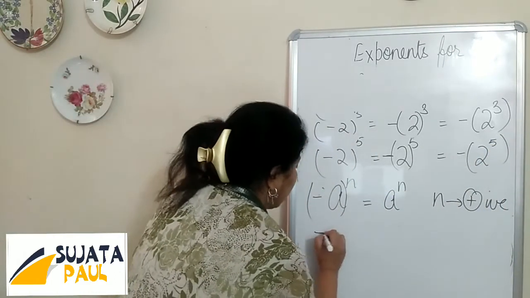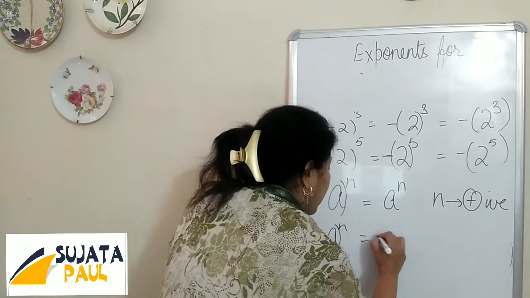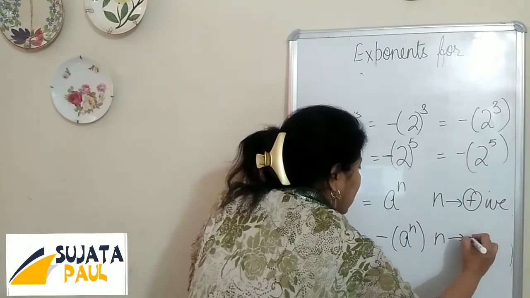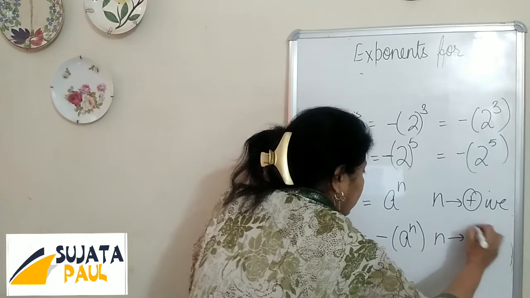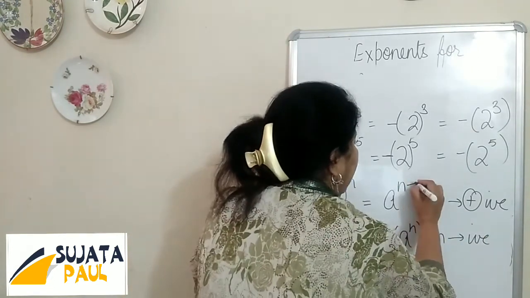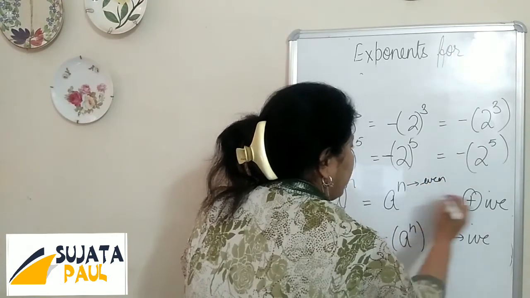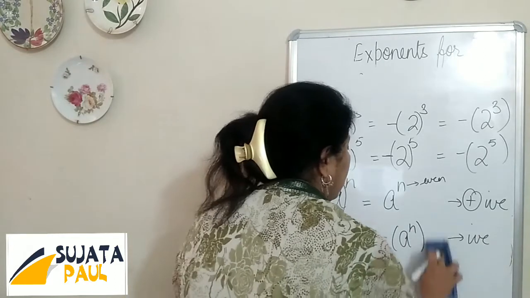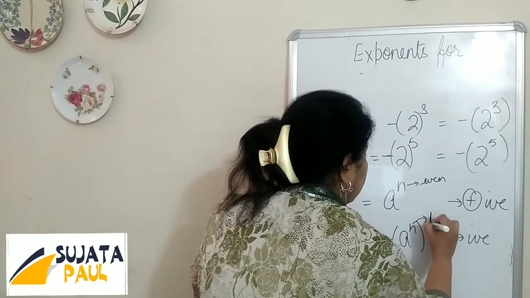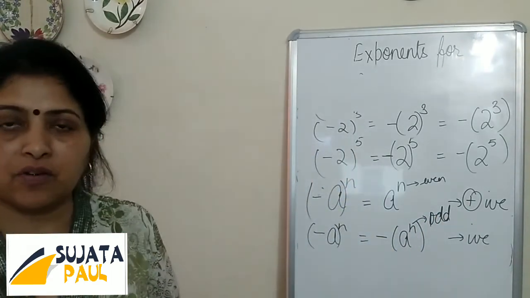I can simply say that when I have a number like this, this will become a negative number if n is, if not n, I've written n. If n is even, the number will become positive, and here if n is odd, it will become negative. Alright?